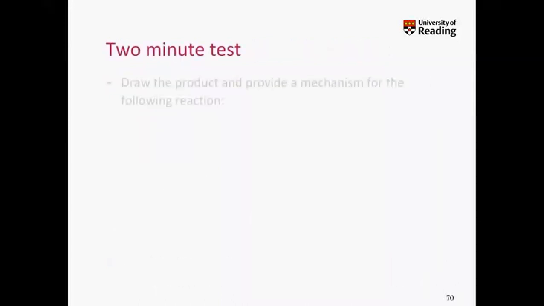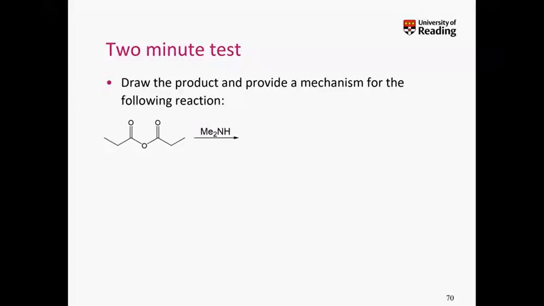Okay, so another chance for you to try and see if you can follow what we've done there. So this time we're going to take the nice, reasonably simple anhydride example, and we're going to react that with an amine. So your nitrogen lone pair in the amine is going to act as your nucleophile, and you're going to react it with the anhydride.